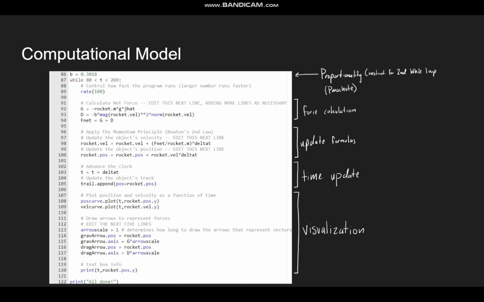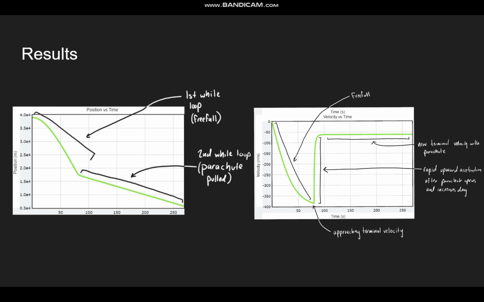This is the while loop for our second time step, which is when Baumgartner has opened his parachute. We can see that the proportionality constant is much larger, accounting for the larger surface area of the parachute, causing a larger drag force. We can see the update formulas, time update, and visualization are the same in this while loop. Now onto our results.